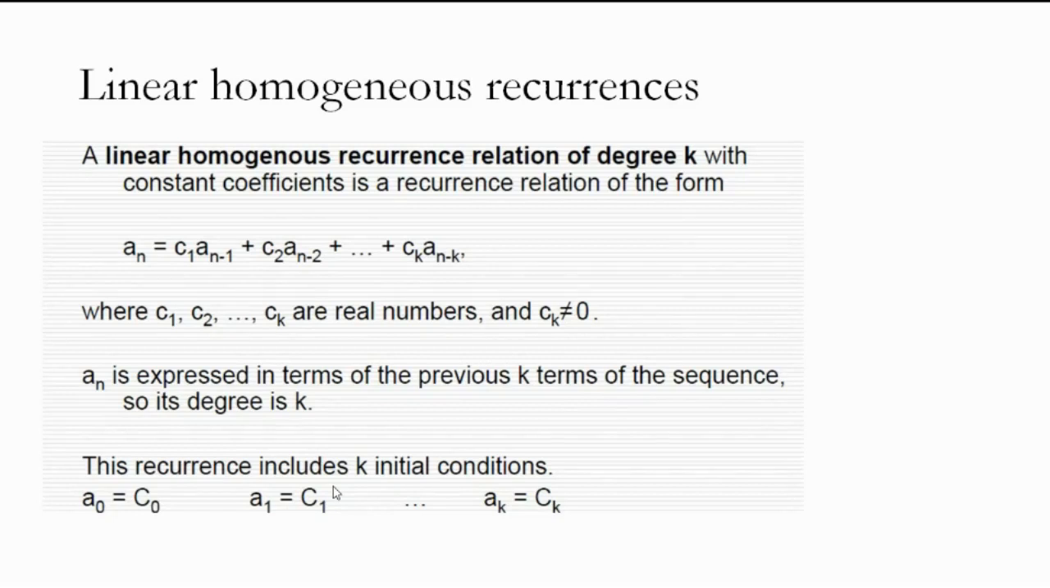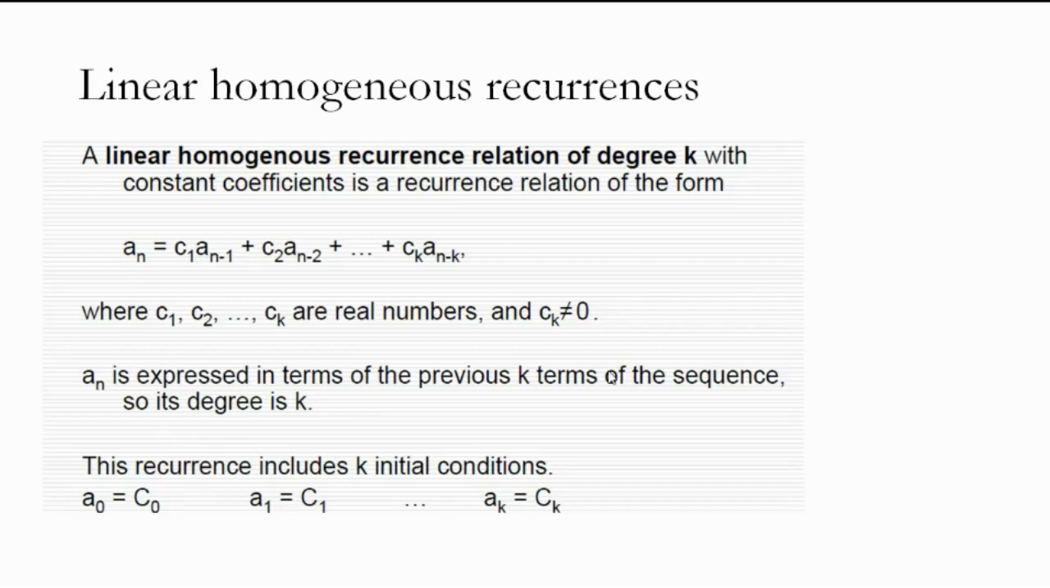So obviously this particular an, because it is a linear one, will be expressed in terms of the previous k terms. For example, in the Fibonacci series, F2 is represented with F1 and F0. F3 is represented with F0, F1 and F2. That is the reason an is expressed in terms of the previous k terms of the sequence. So its degree is k. F2 is equal to F0 plus F1. What is the degree? It is 2. If you have 3 like that, then 3. 4 like that, degree is 4.